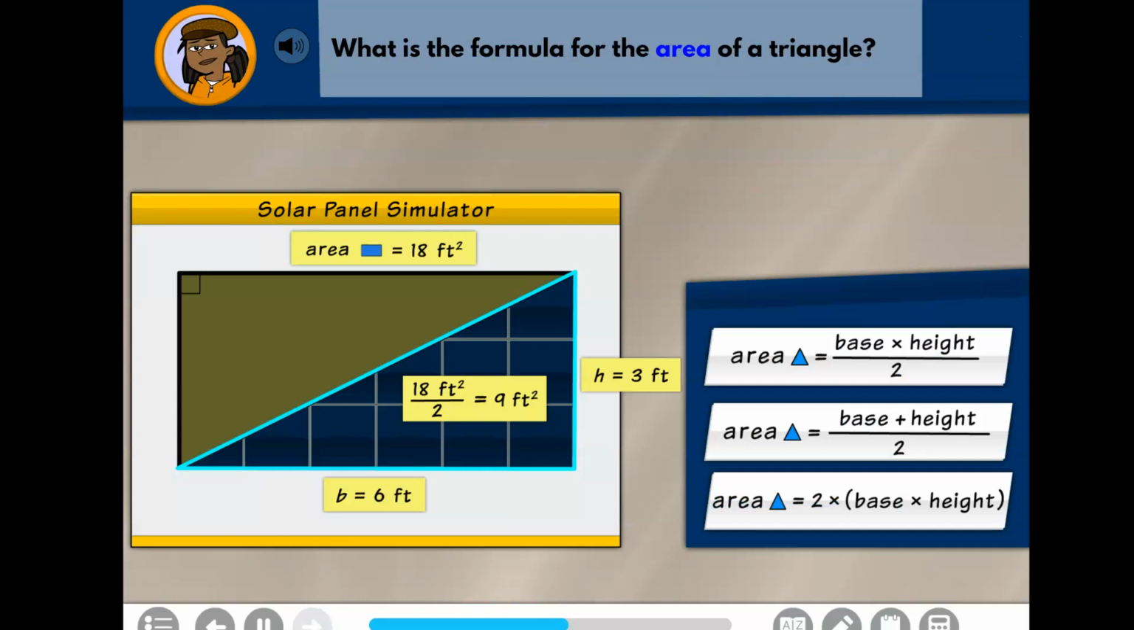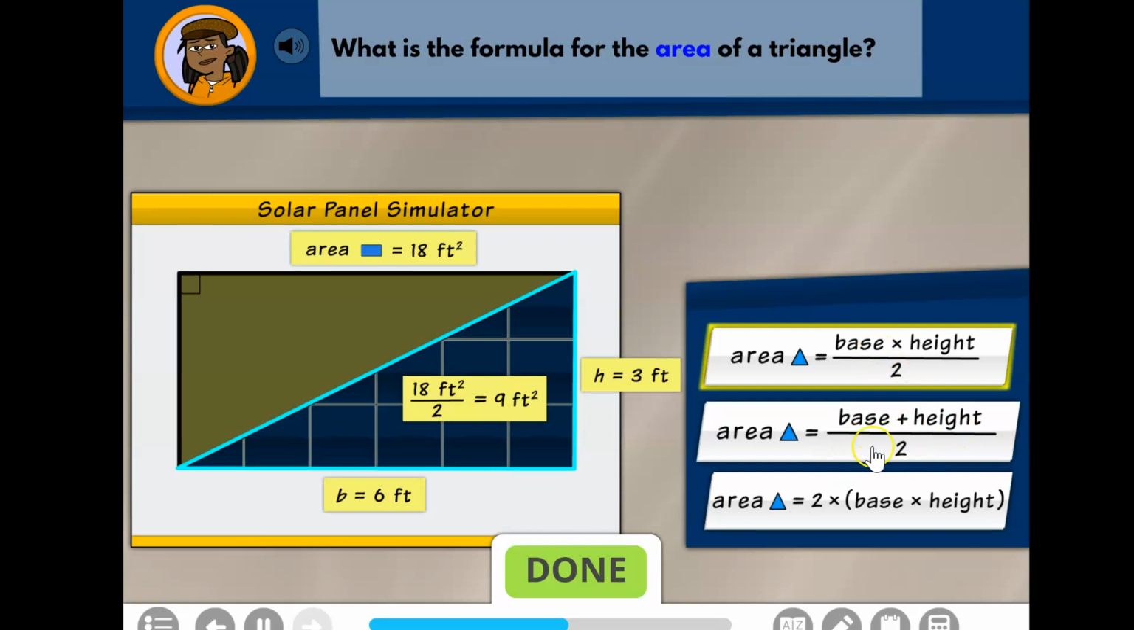And a couple weeks ago, we were talking about the area of the triangle being 1/2 base times height. You could also say that as base times height divided by 2. That's the same thing as 1/2 base times height. Not base plus height divided by 2. That's absolutely wrong. And not 2 times base times height. That's absolutely wrong. But 1/2 base times height is the same thing as base times height divided by 2.